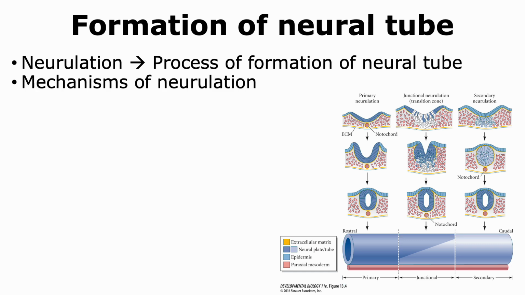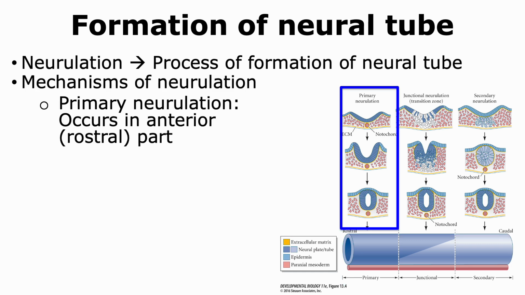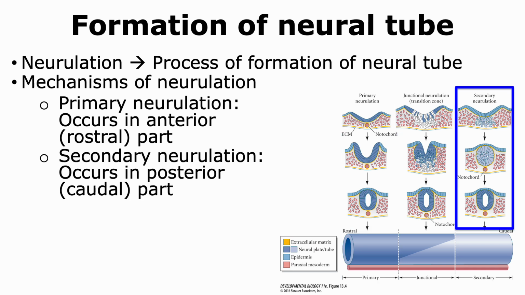The first mechanism of neurulation is called primary neurulation, and this occurs in the anterior part or the rostral part of the neural tube. The second mechanism is called secondary neurulation, and this occurs in the posterior end of the neural tube or the caudal part of the neural tube.